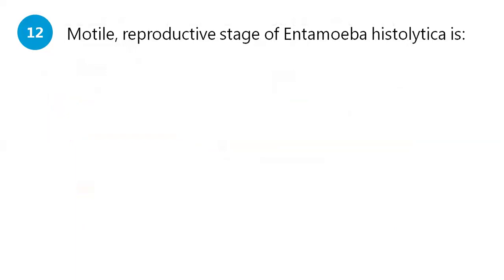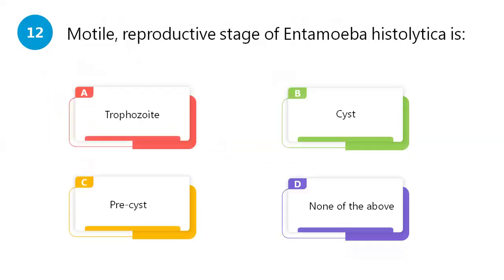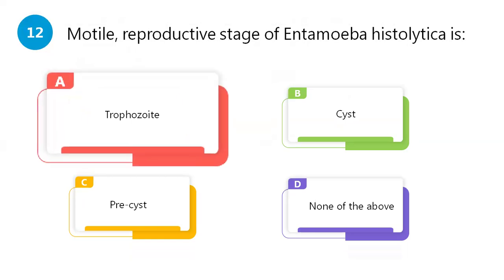Next question, the motile reproductive stage of Entamoeba histolytica is option A, trophozoite, option B, cyst, option C, precyst, option D, none of the above. Here the right answer is option A, trophozoite. The trophozoite is a motile form. It is motile by the pseudopodia. What is pseudopodia? It is a long finger-like projection.